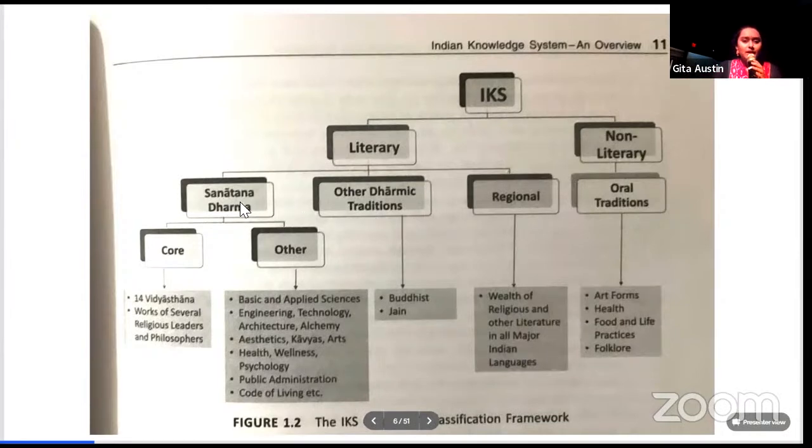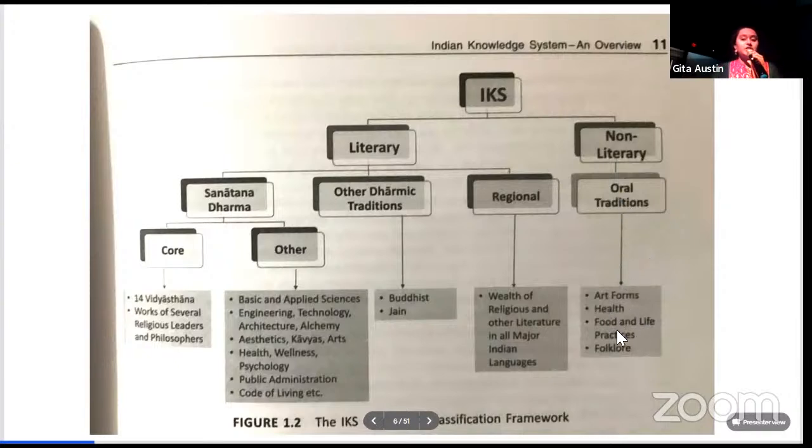Then, when we look at Sanatana Dharma, there are four Vidyasthanas, which include the 14 knowledge areas that we just looked at. And there are works of several religious leaders. For example, Adi Shankaracharya is one of them. He has written so many works that help us understand the essence of this science better. And then other Sanatana Dharma branches include health, wellness, and psychology. This is where you can think that Ayurveda would fit in, right? Where else do you think Ayurveda can fit in?